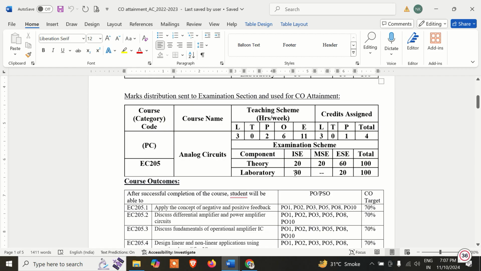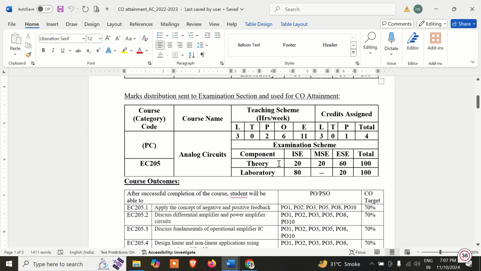Similarly, my laboratory is 14 weeks of laboratory, and every experiment has some marks. Those 10 experiments will have 80%, and at the end of the semester there will be an examination that will be given 20%, contributing to 100%.